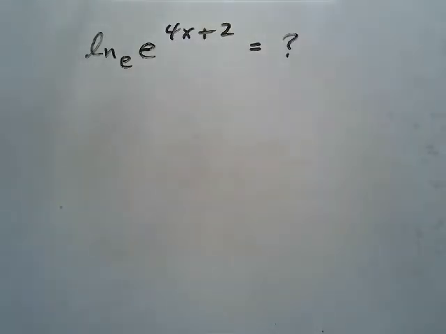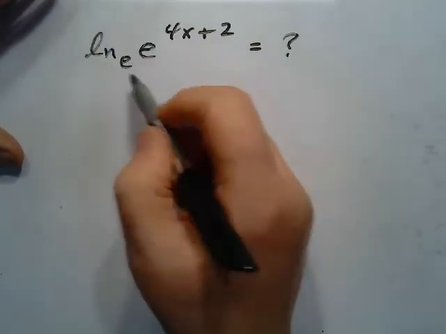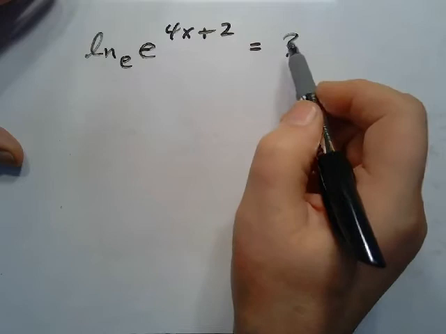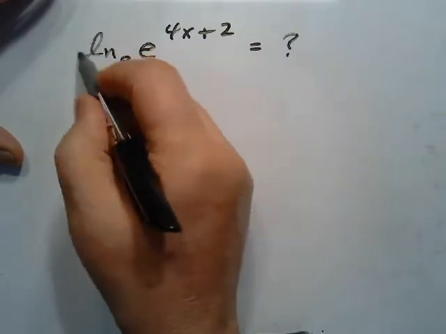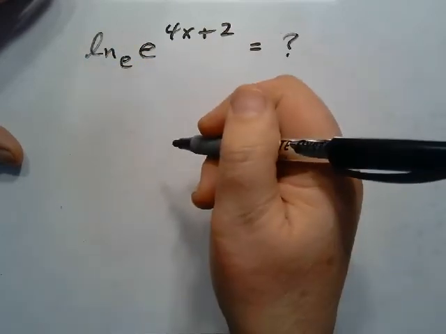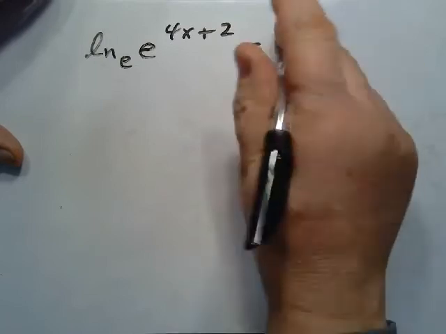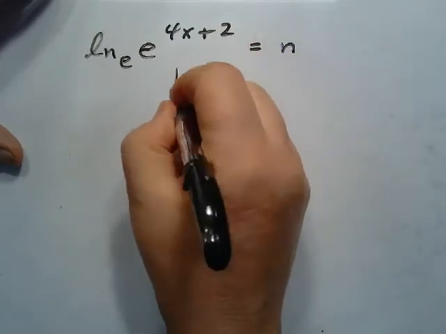All right, I want to make this point one more time here. If I was to solve this and evaluate it and find out what it's equal to, well, I know that these two, the log base e and the base of e, undo each other. This should be equal to 4x plus 2. Let's prove that. And let's put a letter in here, say n. We're going to drag down the whole result.